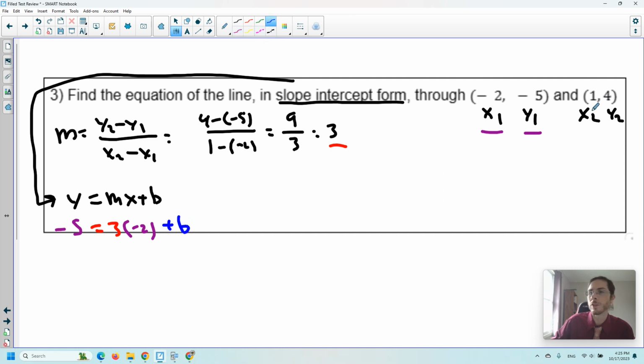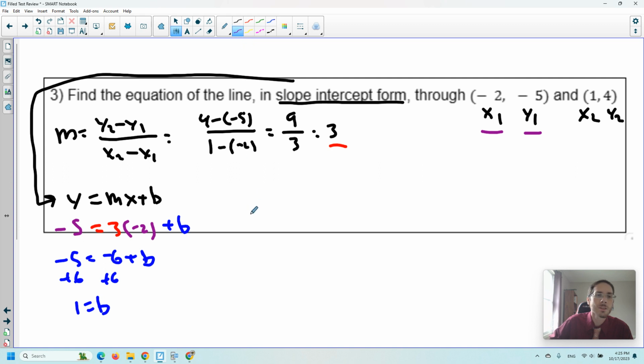Now, you could also have used this point. Probably would have made more sense to use that point. The numbers look a little bit nicer. Neither here nor there at this point. But -5 equals -6 plus b. Plus b. And that's a 6, that's a b. Those look different enough. I'm going to add 6 to both sides to get 1 equals b.